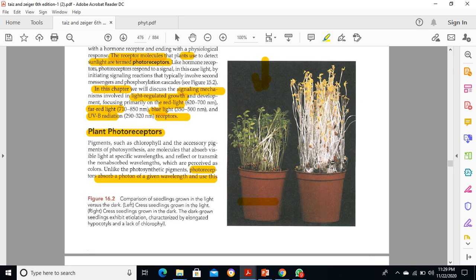But this is a plant they have kept in the dark. You can see it's an elongated hypocotyl because they are in search of capturing light. Okay, and you can see the cotyledons. The leaves are also non-photosynthetic, not green. Here you can see the hooked cotyledons, isn't it? So that is about the morphological responses that they show.